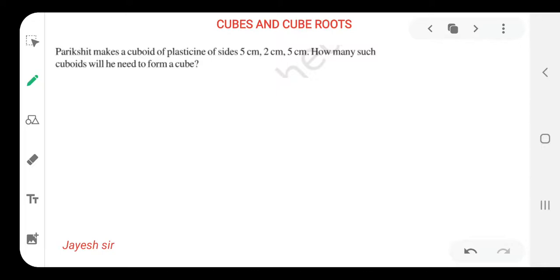Parikshit made a cuboid of plasticine of sides 5, 2 and 5. How many such cuboids would be needed to form a cube? To form a cube, what is the basic thing we have learned today? That is the pair of 3 should be there. That means a number should be appearing thrice. Here 5 is appearing twice and 2 is appearing once. So it should be multiplied with which number to get it perfect?